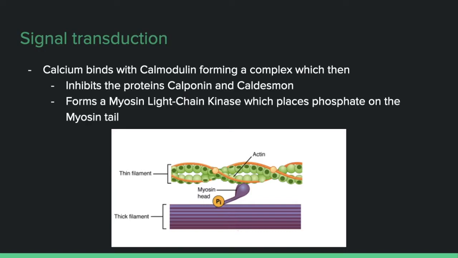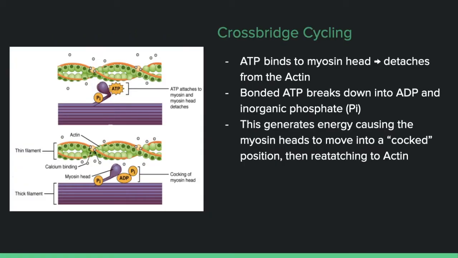The newly released ions combine with calmodulin, forming a complex which then deactivates calponin and caldesmon, allowing the myosin and actin to interact. The complex goes on to form a myosin light chain kinase, which places a phosphate ion on the tail end of the myosin head. ATP bonds to the myosin head, allowing it to detach from the actin.